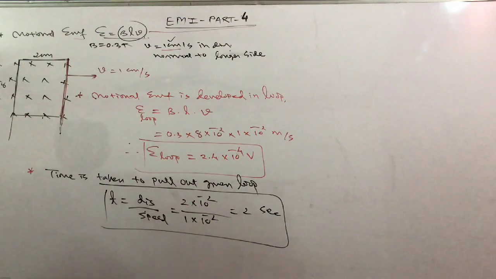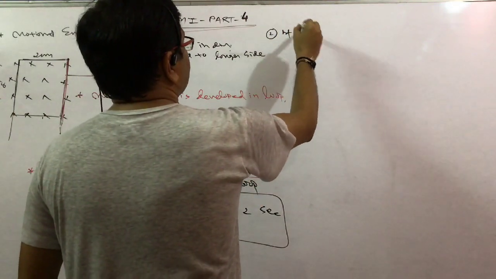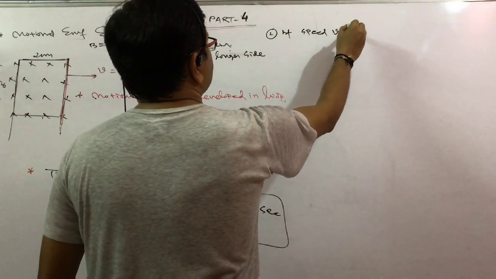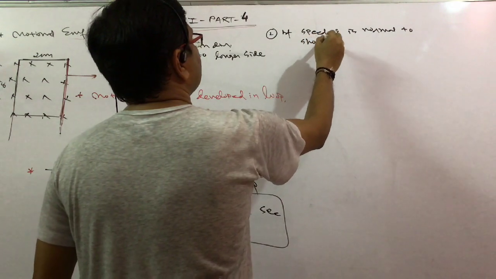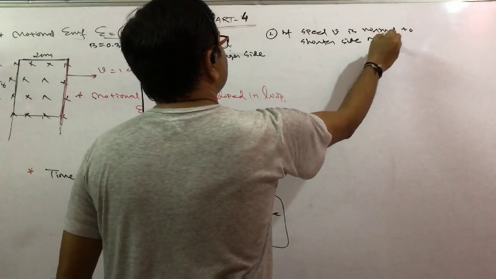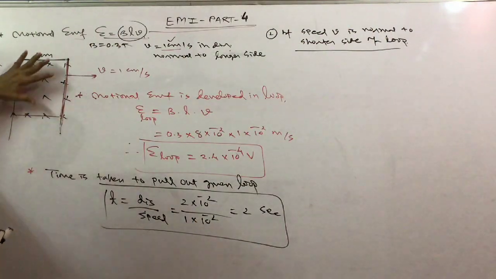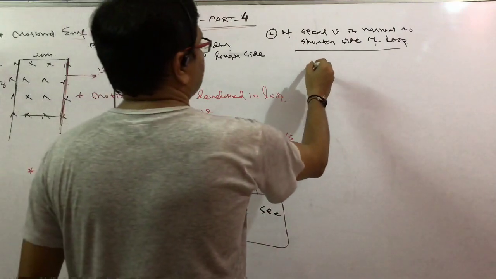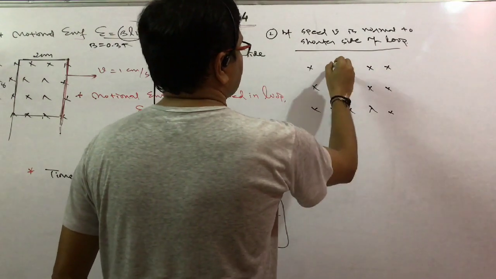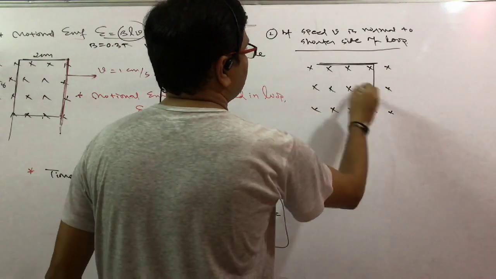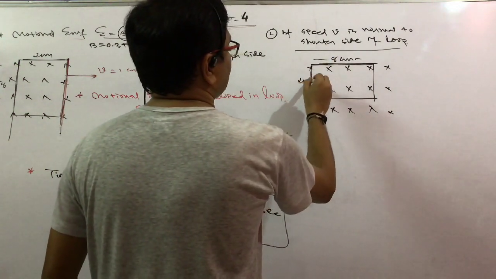Okay friends, the same question you have to solve. The second segment: if speed v is normal or perpendicular to the shorter side of the loop, then the same story, what is the induced EMF and what is the time? So now I am drawing the same story in a diagram here, let's see again. You can see your loop, this is 8 centimeter, this is 2 centimeter.